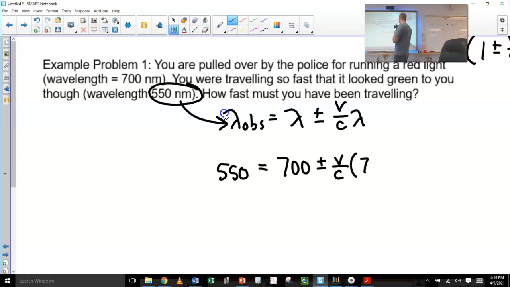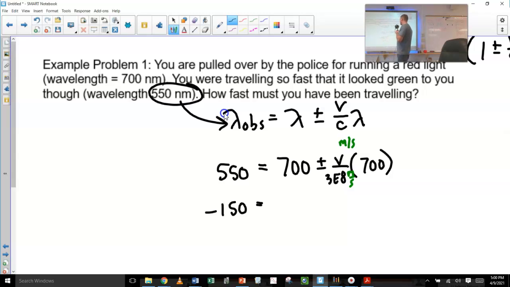Times this wavelength 700. Now, again, as long as we do the same thing to both sides, we're going to be okay. Now, this velocity is going to be meters per second, and the speed of light is going to be 3e to the 8th. And that's also meters per second. So I just do a little creative math. 550, I'm going to subtract 700, so I get negative 150.